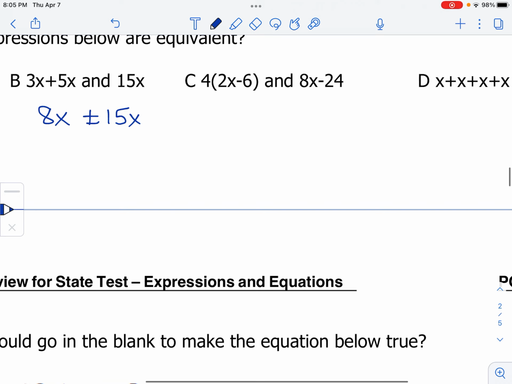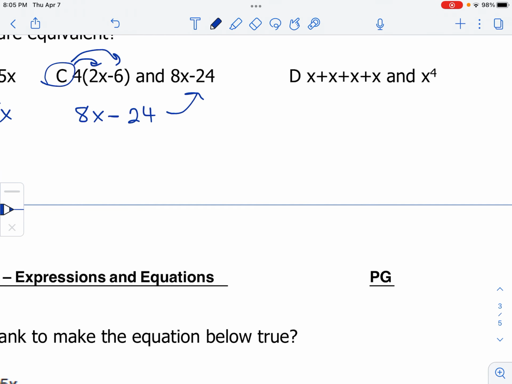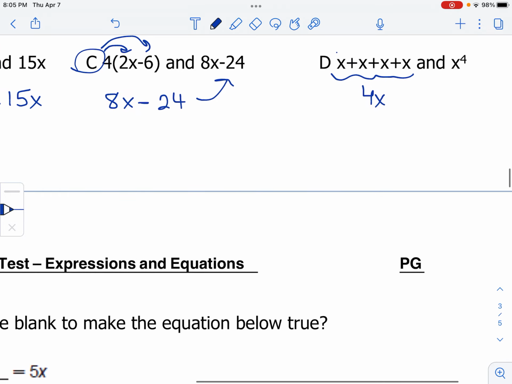Choice C. We're going to distribute. 4 times 2x is 8x. 4 times 6 is 24. We'll bring the subtraction sign down. That is equivalent to 8x minus 24. And let's just confirm here. Yep. This would have to be multiplication, not addition, for it to become x to the 4th power. This simplifies to 4x. Not the same.